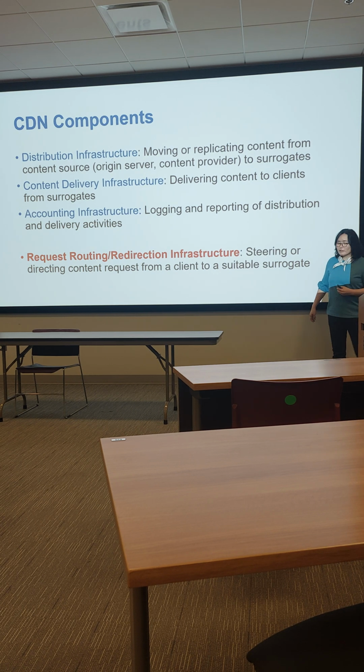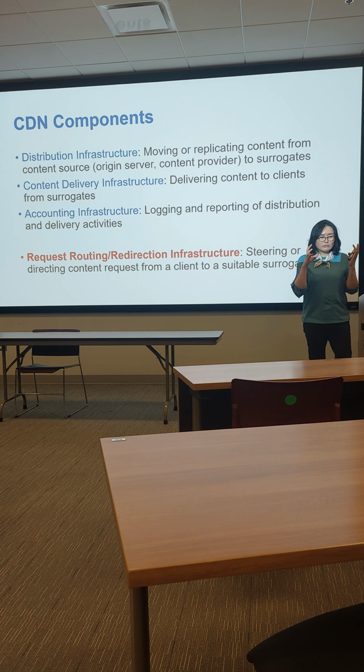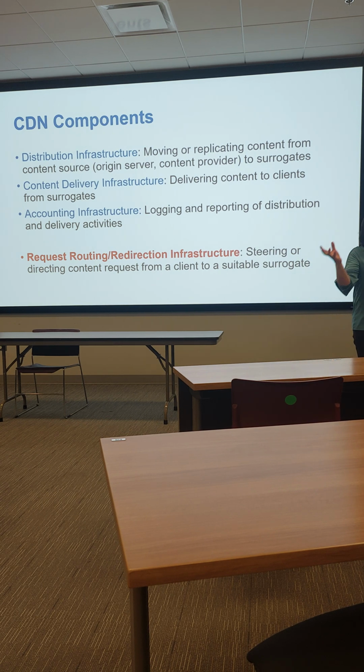Distribution has to be there for any content to be distributed to all of the surrogate servers, or some of the surrogate servers. So those delivery infrastructures have to be there, and there should be accounting, who is watching which one for how long. That accounting info has to be measured, monitored, and reported.